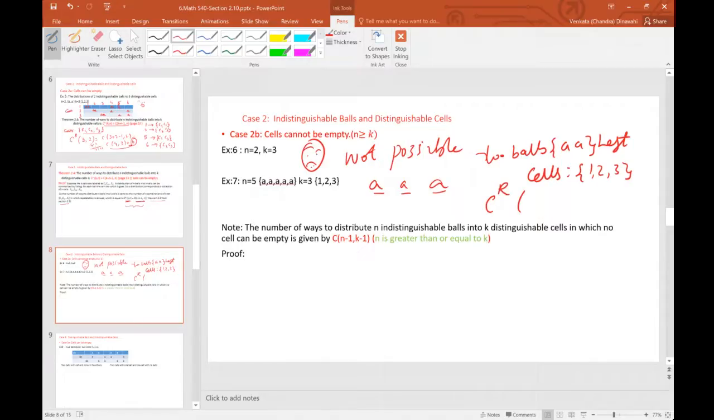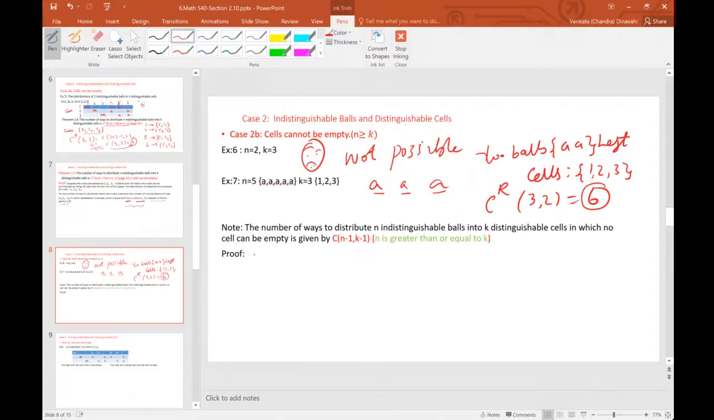That is C(3+2-1, 2), which is done in 6 different ways. So you put 1 ball in each cell, and the final answer is 6. So that is the general formula. The number of ways I can distribute n indistinguishable balls into k distinguishable cells is given by this formula. The formula derivation is extremely simple. Here you are always assuming n is bigger than or equal to k, otherwise you can't do this.